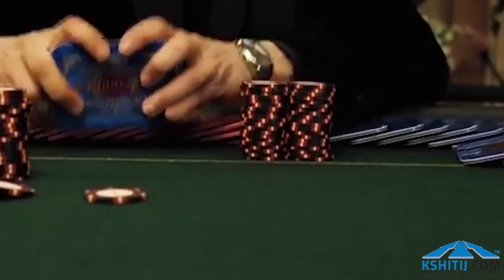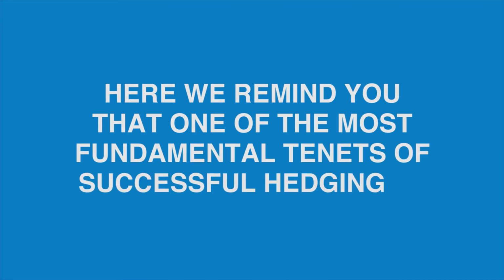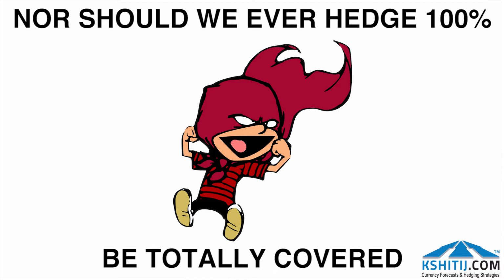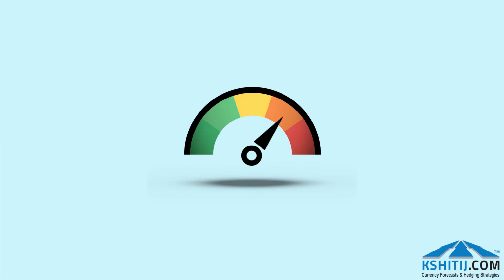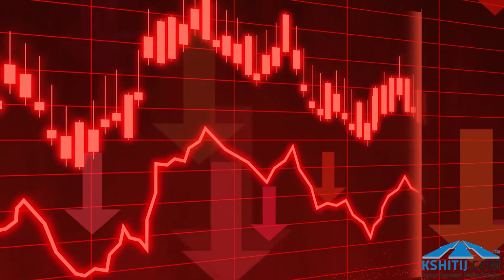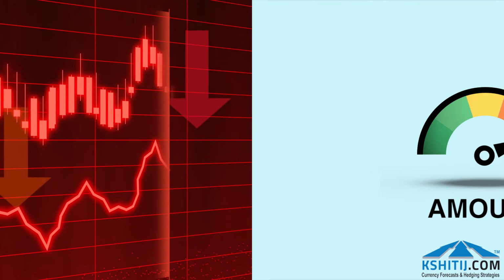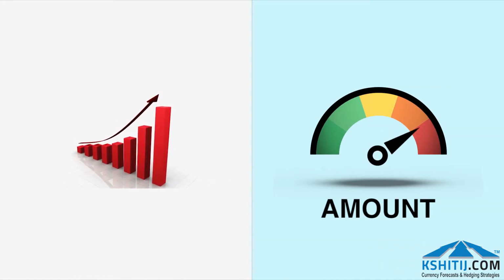He keeps varying the amount that he bets. Here we remind you that one of the most fundamental tenets of successful hedging is that we should never hedge 0% or be totally open, nor should we ever hedge 100% or be totally covered, and that we should always hedge in parts. When we do that, we equip ourselves with a variable that we have much greater control on than the rate. If the rate is not very attractive but we are compelled to hedge, we can reduce the amount. And if the rate is good, then we can try and increase the hedge amount.